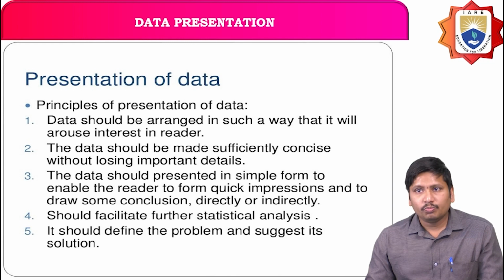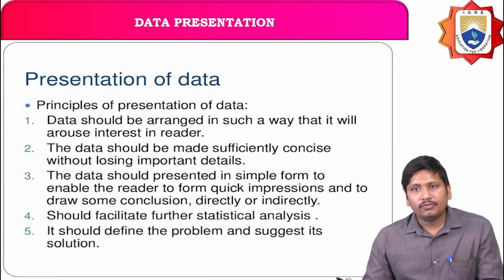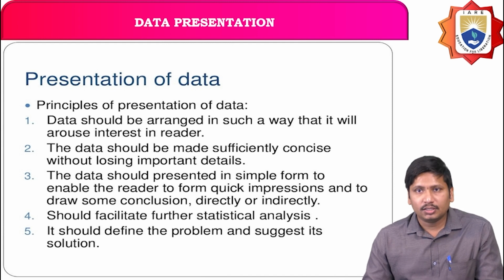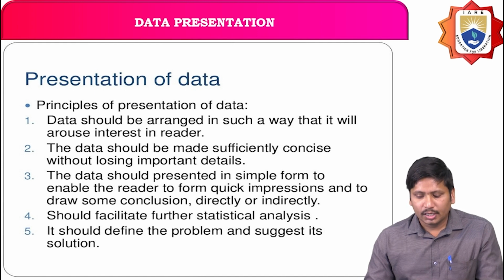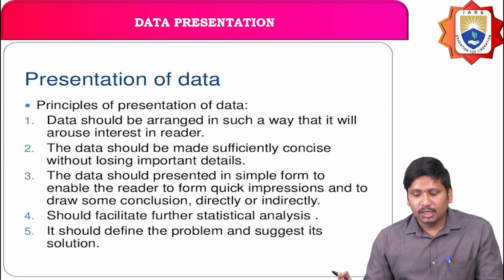And then the data should be made sufficiently concise, without losing important details. Suppose we have 100 lines of data. For that, you have to concise it to some 20 or 30 lines. If you concise it, we should not lose what the data is representing; those details should not be lost. That should be the second principle we follow.